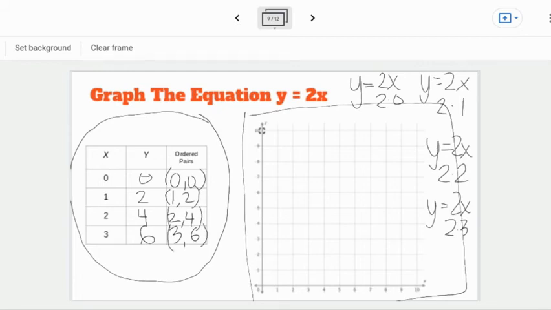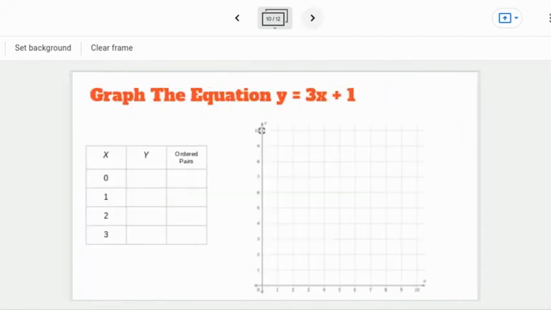Now you should have graphed it over 0, up 0. So that point is at (0, 0), which remember is our origin. Over 1, up 2. Over 2, up 4. Over 3, up 6. Connect my dots. Forms a straight line.